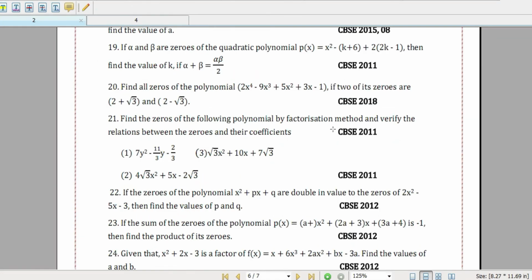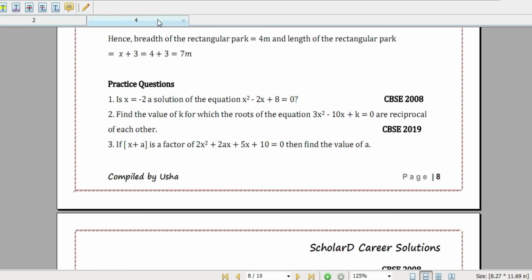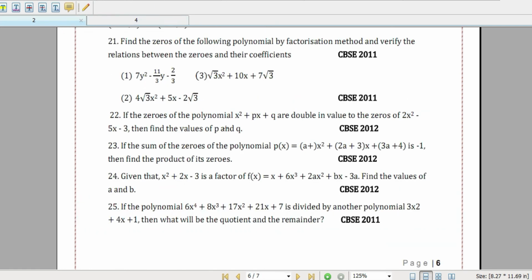So let's solve a few more questions in this polynomials itself. In our next class, probably tomorrow or day after, we will have the solutions for quadratic equations questions. Okay, so let's not hurry. Take it slow, practice well.